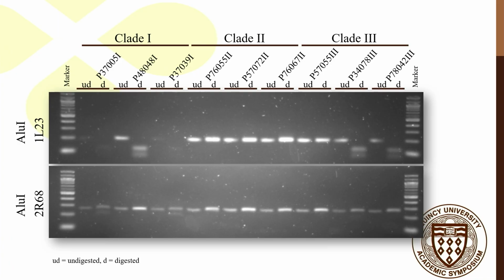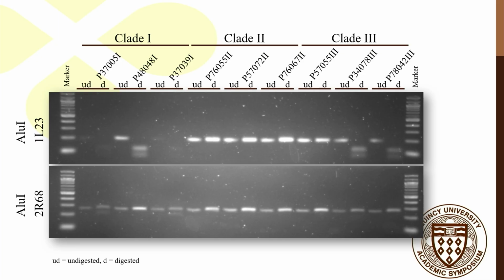Now, as for 1L23, for clade 1, there is a bit of digestion here, and as well here on the right side for clade 3. This is indicative of it being homozygous for 2 restriction enzyme sites. Now, for clade 2, it is also homozygous for not having a restriction enzyme site for both the chromosomes.